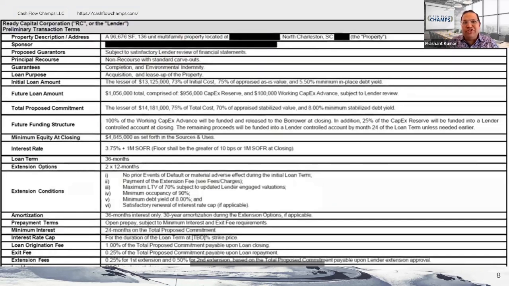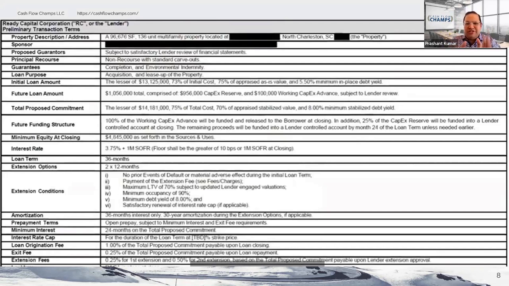Loan purpose: acquisition and lease-up of the property. It's a bridge lending term sheet. So what they are saying is you will acquire it and you will lease it up to a certain level. Basically, that's the purpose of the loan. For the initial loan amount, they look at the initial cost and want to go for the lesser of certain things, right? The lesser of 73% of the initial cost, or 13 million, or 75% of the as-is appraised value.